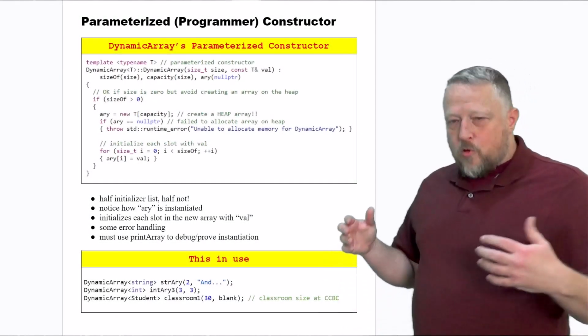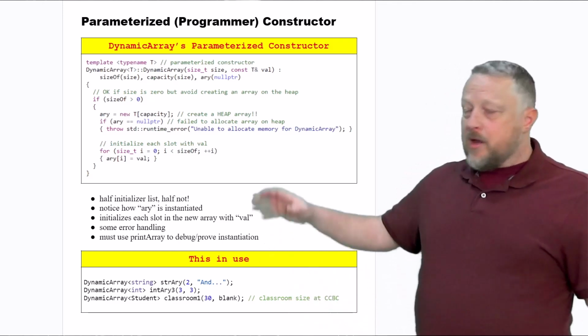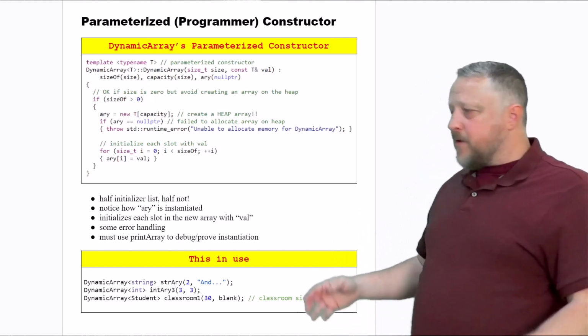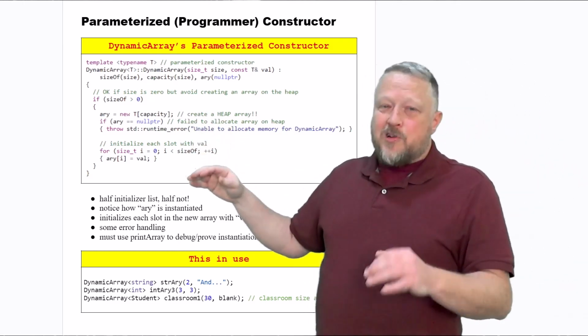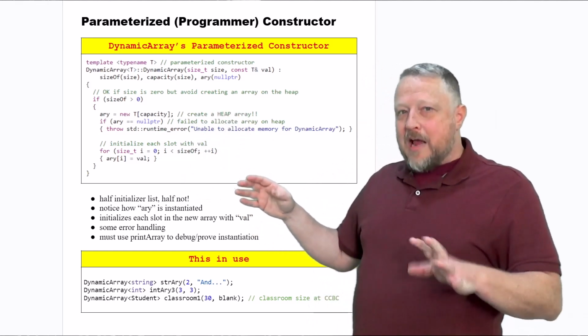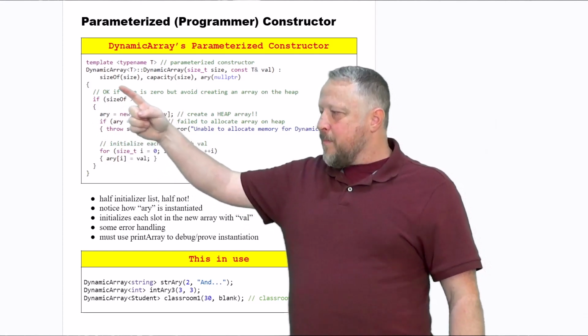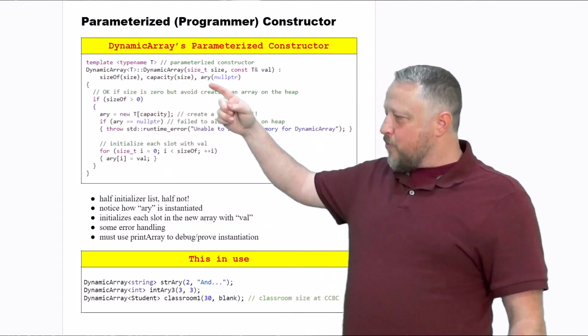Here is the parameterized or the programmer-defined constructor. This was not changed at all from what Dr. Moore put together, but let me explain what's going on here. Because number one, I personally am not a big initializer list guy. I would set all these values within the square braces here, but size gets pushed to size, capacity gets set to size, the array set to null pointer.